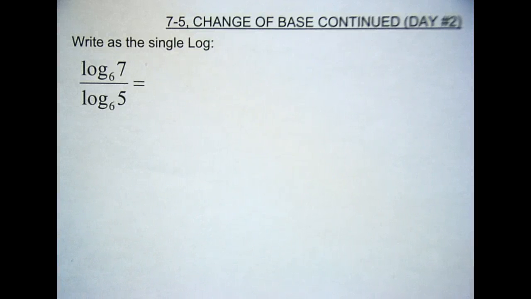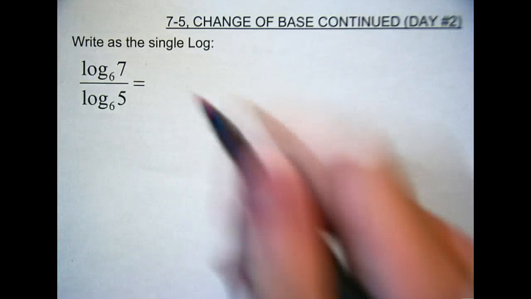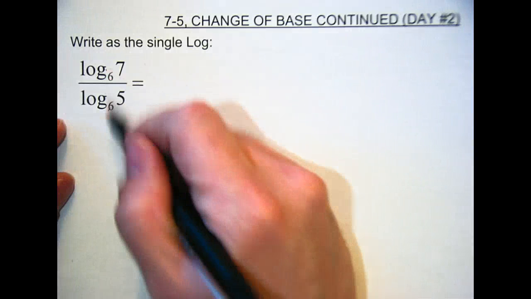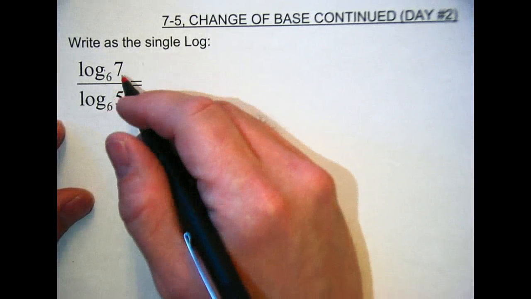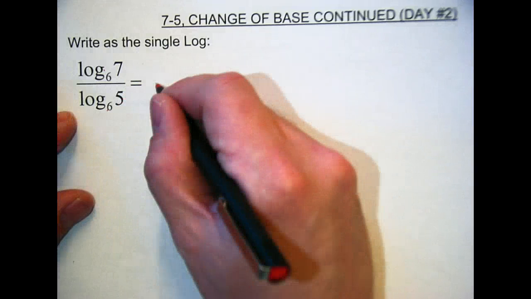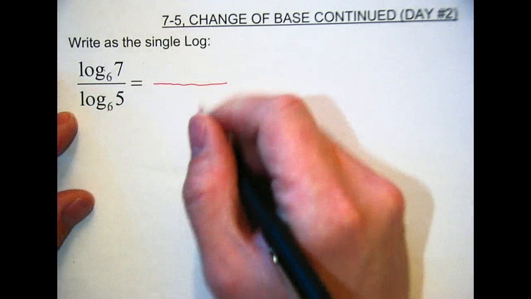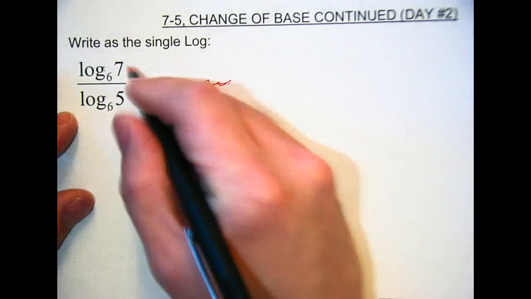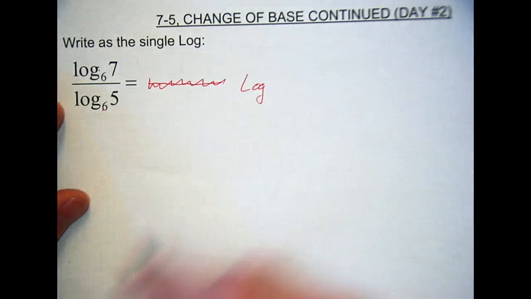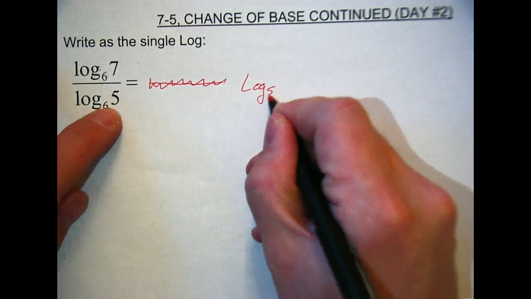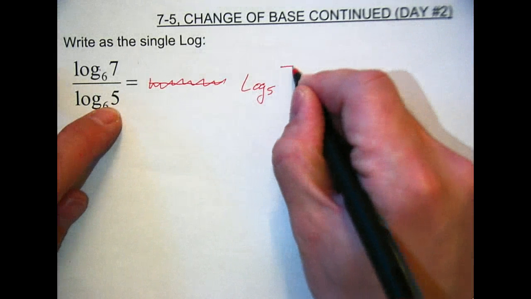Okay, the question here right now, does this base 6 matter? It doesn't matter because it could be base whatever we want it to be. Right? So really the only two numbers that matter in this are the 7 and 5. Okay, so our new base is 5. What's in the basement? Log base 5 of 7. Questions on it?